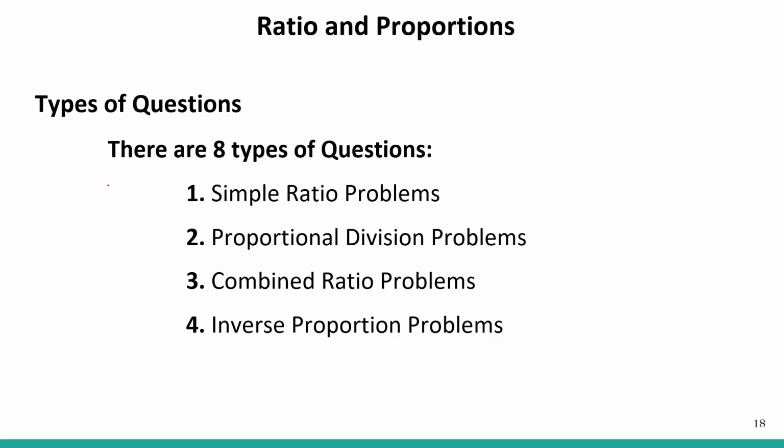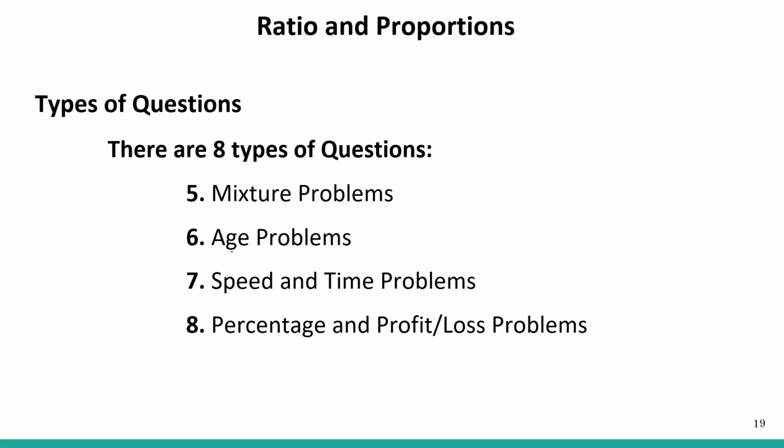So let's see the types of questions that are being asked in the exam on this ratio and proportion topic. The first kind is called simple ratio problems. We'll see what simple ratio problems are and how to tackle the various concepts. The second kind is proportional division problems. Third is combined ratio problems. The fourth is inverse proportion problems. The fifth is mixture problems. Then we are left with age problems, speed and time problems, and percentage and profit loss problems.